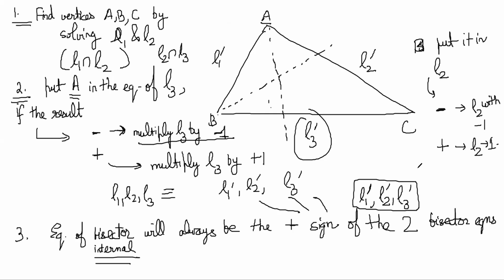So these are the steps for making the internal angle bisector of a triangle. I'm getting this from the answers. By looking at the answers, this is what is happening.